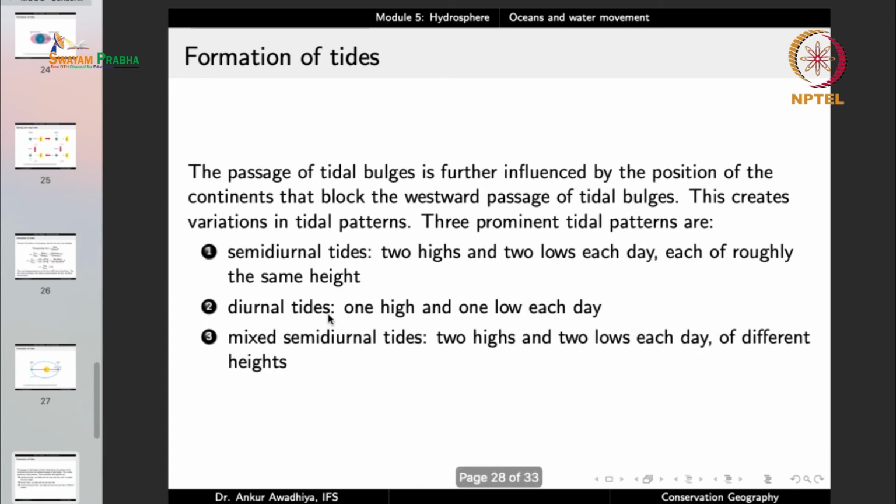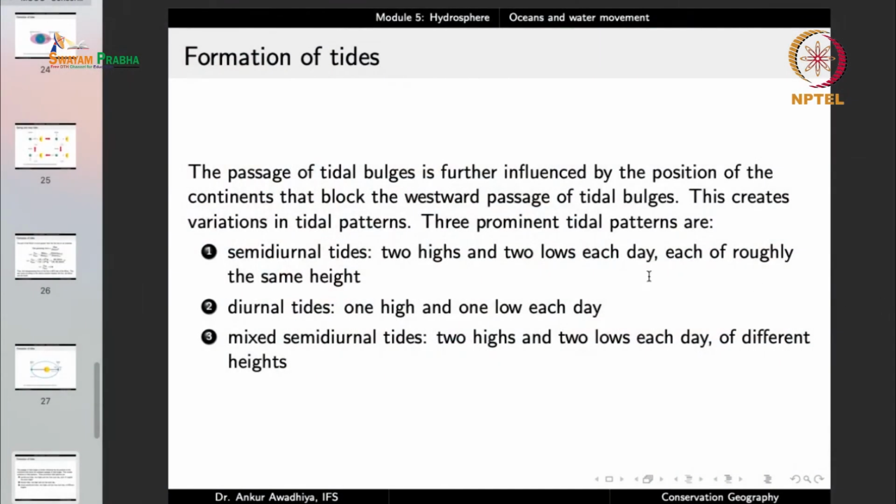Now the passage of tidal bulges is further influenced by the position of the continents that block the westward passage of the tidal bulges. So when we have these tidal waves that are moving, if there is a continent that comes in the way, then the tidal waves are not able to move. So this creates a further level of variation in the tidal patterns.